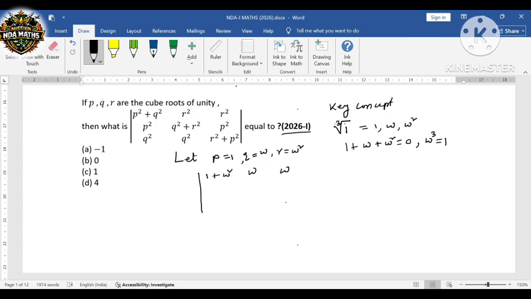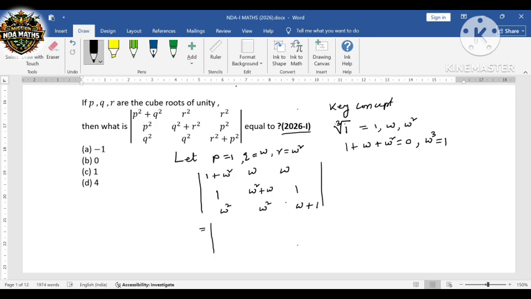Now next row, second row, first element is P square. P is 1, so P square is 1. Now Q square, so omega square. R square means omega 4, which is omega. Next is P square, which is 1. Third row, first element, Q square, so omega square. Again Q square, so omega square. And R square plus P square: R square is omega 4, which is again omega, and P square is 1. So this is our determinant after putting the value of P, Q, R.